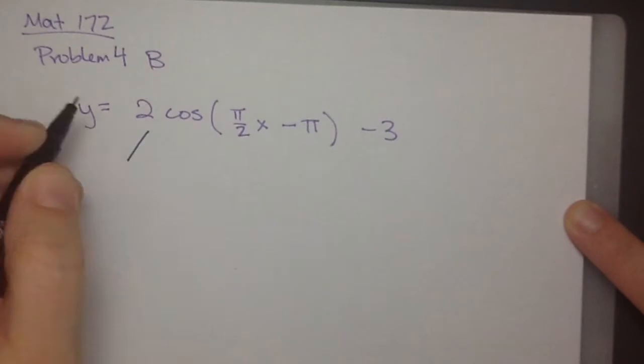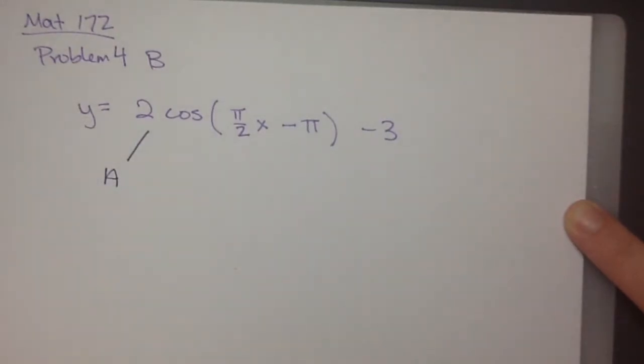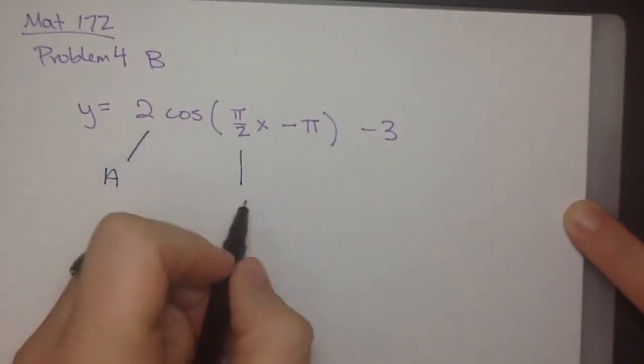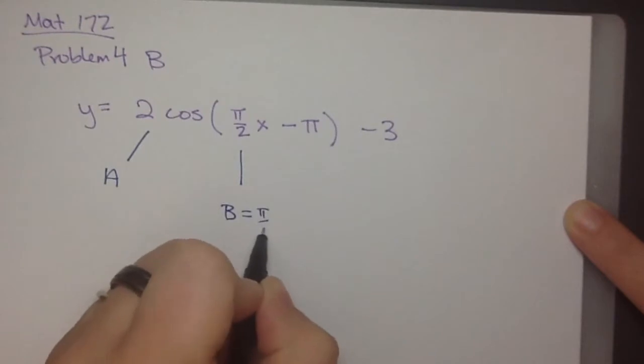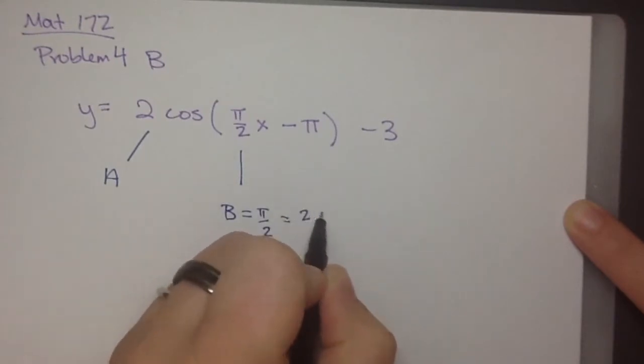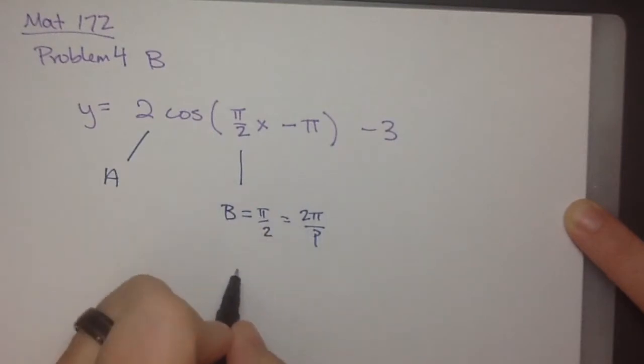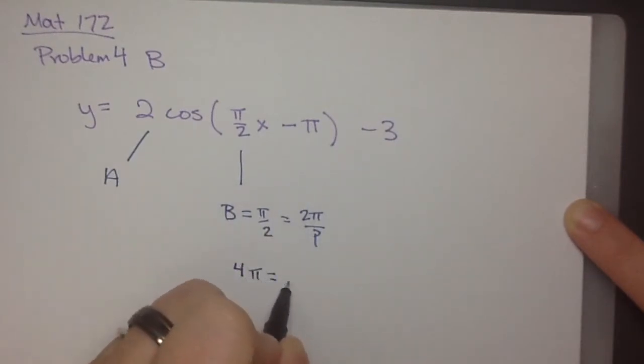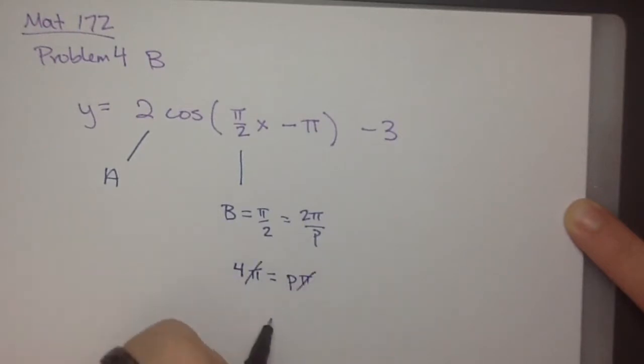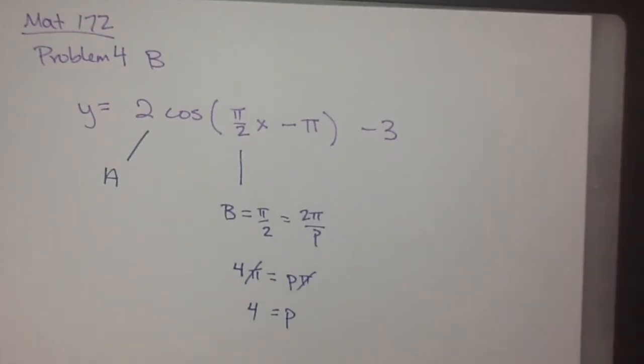Now we know A, our amplitude, is 2. So from the midpoint, we're going to go up by 2 to the max and down by 2 to the minimum. We know B, then, is pi over 2, and that's equal to 2 pi over the period. So cross multiplying, we have 4 pi equals p pi. So p, the period, is 4. So it's going to take us 4 units of x to get a repetition.